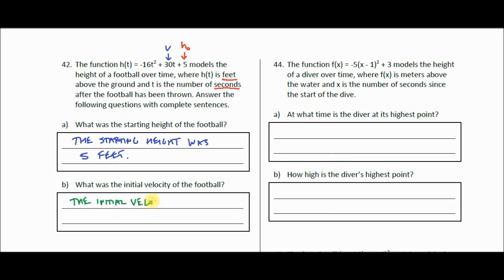Notice I'm using the question to write my answer. The initial velocity was 30. Now velocity is in distance over time, so 30 meters per second, because we're using, I put meters. It's actually feet. Good thing I checked my question. It's 30 feet per second, because our unit of measure of distance or height is feet and our time is seconds. And there we go with question number 42.